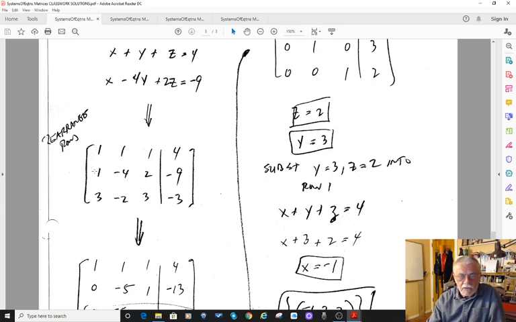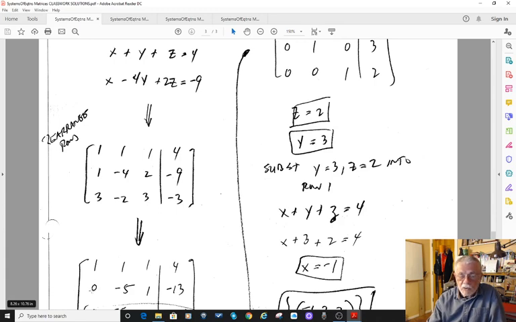So this is negative 1 added to 1 is 0. Negative 1, I'm multiplying by negative 1 now, added to negative 4 is negative 5. Multiply this by negative 1, I get negative 1 plus 2 is 1. Multiply this by negative 1, that's negative 4, negative 4, negative 9 is negative 13. So now what I've done is I've made this element a 0.